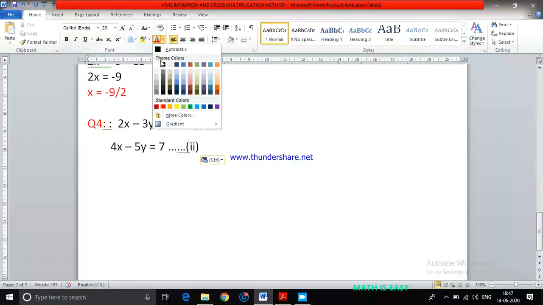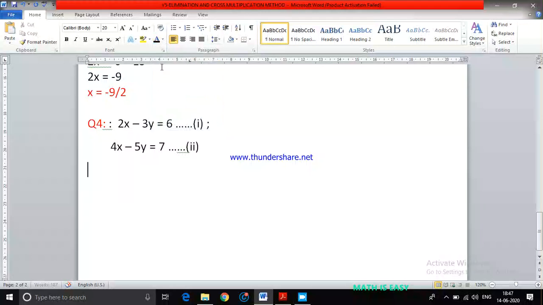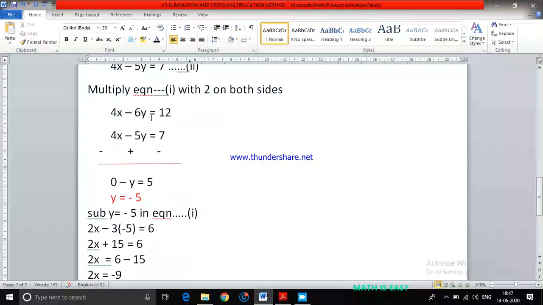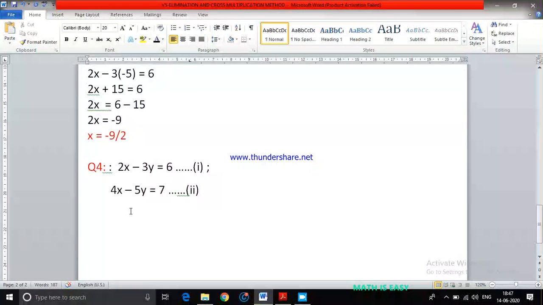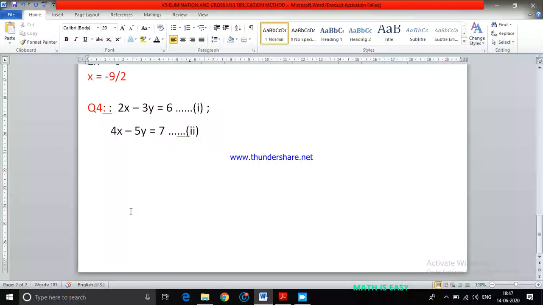So question number 4, I am taking the same equations to eliminate. But here what I have to do is eliminate y. In the previous question, I eliminated x because 4x is getting cancelled. So initially I got the y value, then I got the x value. Now for the same question, I am solving it by elimination of y. So any one of them you can do.